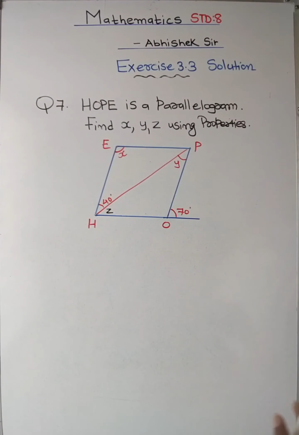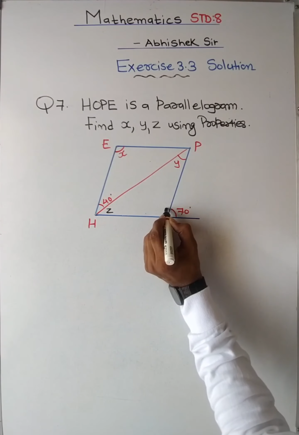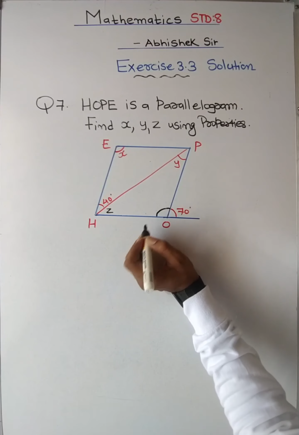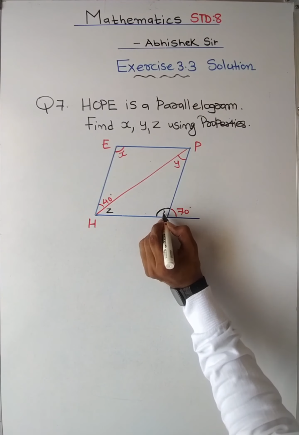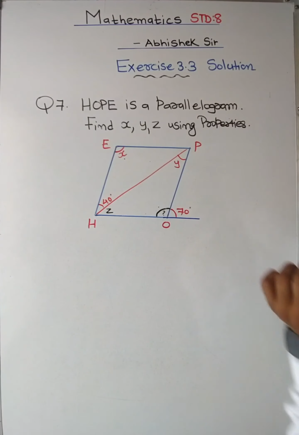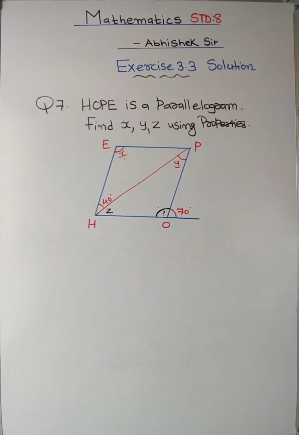Now let us start with the easiest part first. Before we start, we must find this angle by using linear pair. Why are we finding this? Because if we get this angle, we may easily get angle x, as they are opposite. Clear? So let us start with finding angle O, suppose.